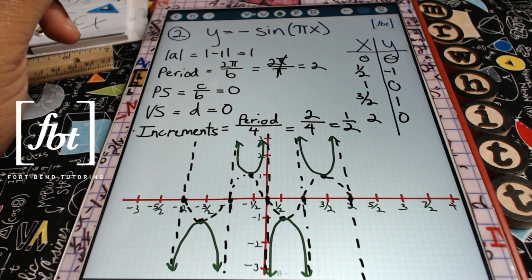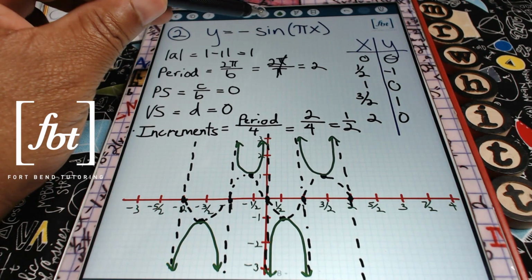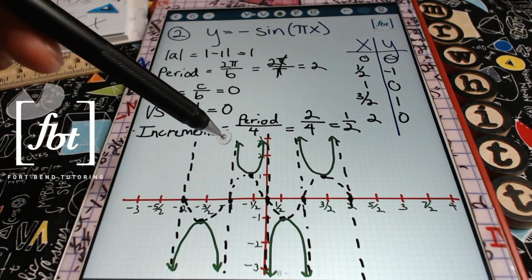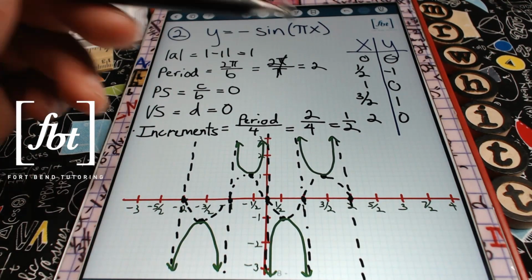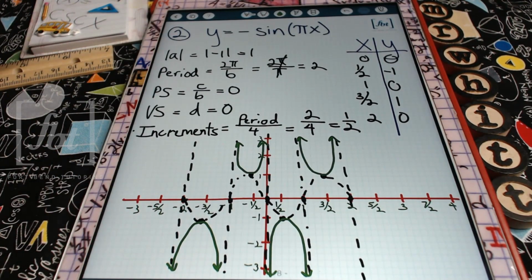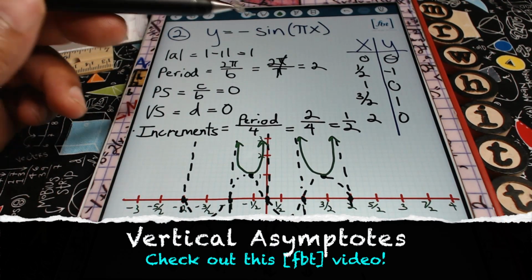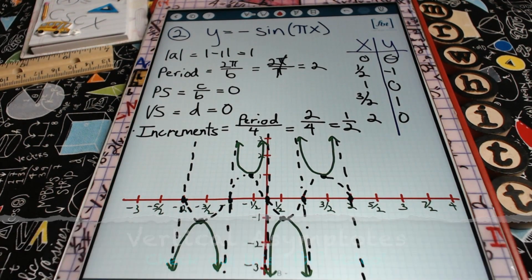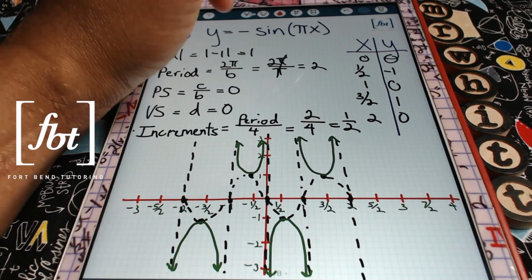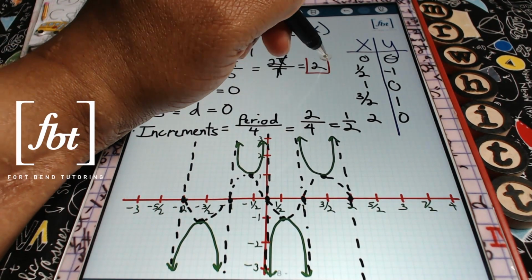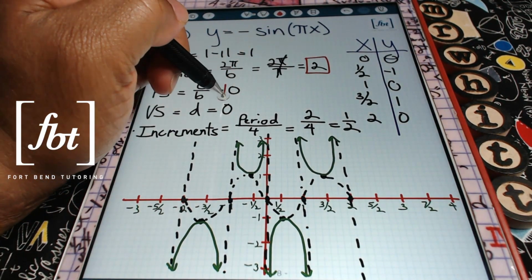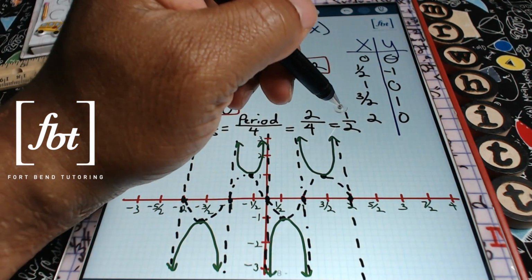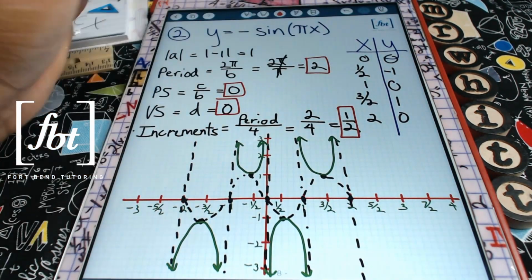And remember, this is the graph for y equals negative cosecant of pi x, being as though the graph in green is what we're turning in. All right, the rest of these dashed lines indicate vertical asymptotes as well as our sine function that we use to help graph the cosecant function. Red box it. So they'll probably want to know the period, which is going to be 2. Your phase shift is 0. Your vertical shift is going to be 0, and your increments is going to have a value of 1/2.